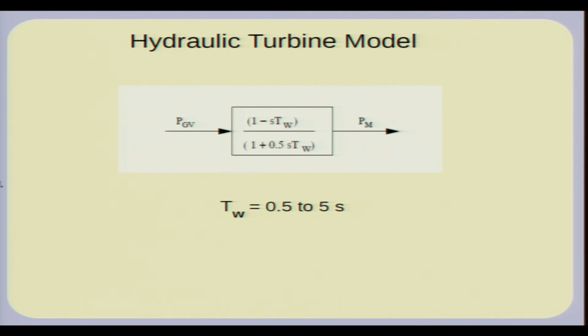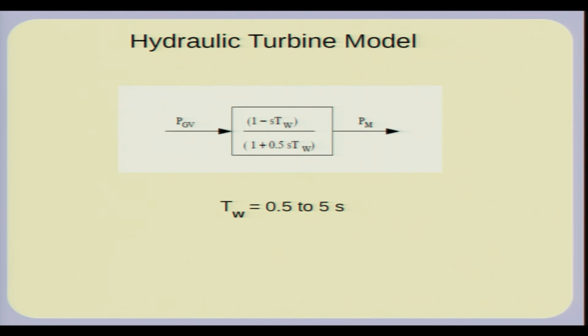If you change the gate position, it is all normalized of course, that is 1 per unit gate position gives you 1 per unit mechanical power. The steady state gain of this, as you shall see, by putting S equal to 0, you will find that the output is equal to the input. So, the steady state gain is in fact 1. Okay. So, if you want to get 1 per unit here, you have to have a normalized gate position of 1.